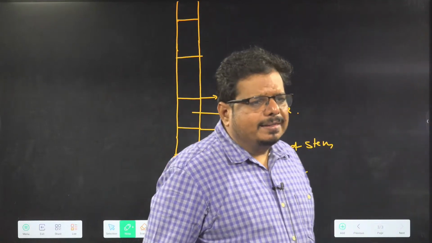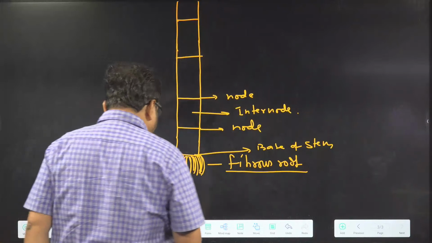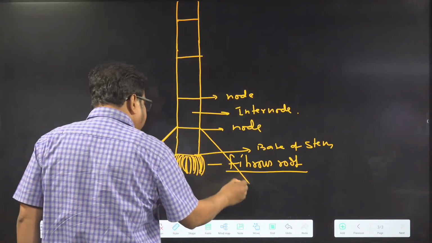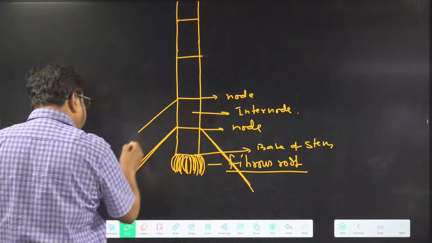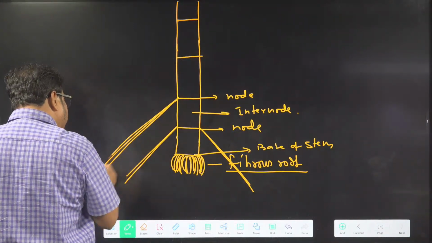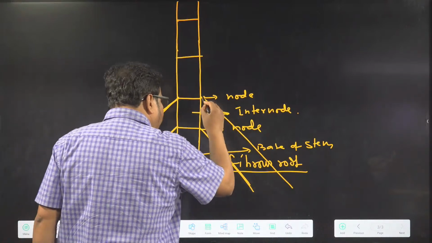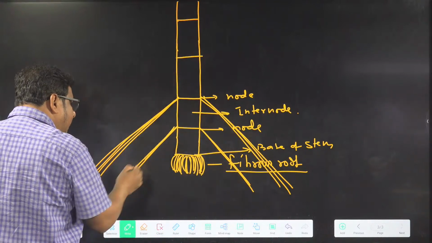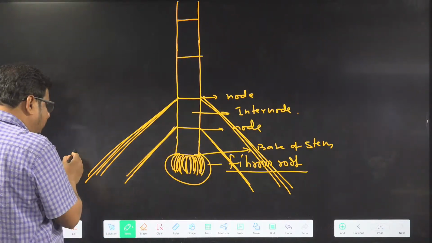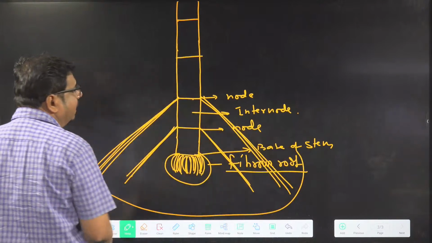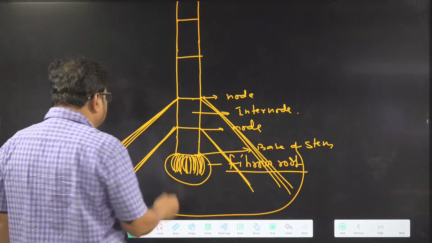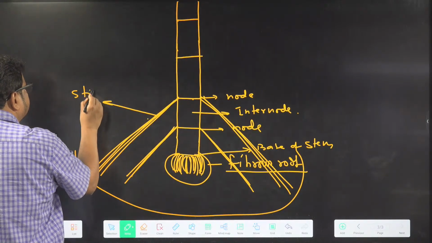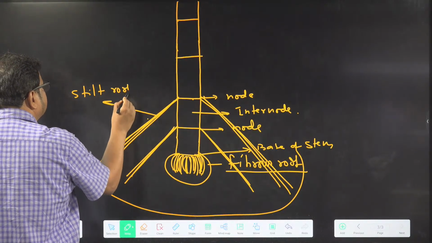So to provide them extra support, what happens? From the lower nodes, some roots arise, hold the soil and grow obliquely. These roots arise and enter the soil. Earlier that much soil was held, now that much soil is held by this plant. Support will increase or not? So this root arising from the lower node is called which root? Stilt root. It is called stilt root.